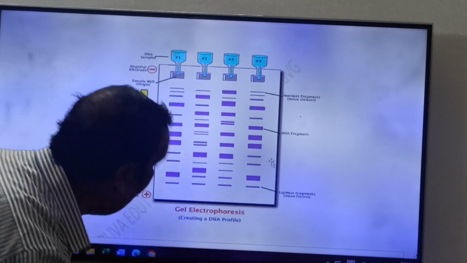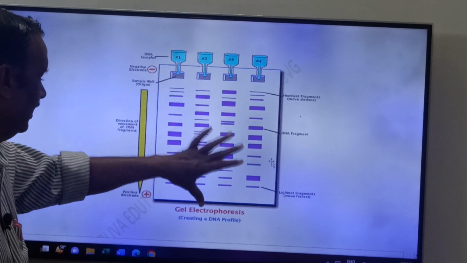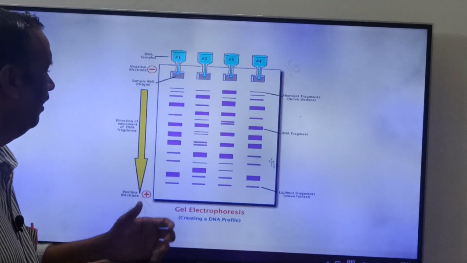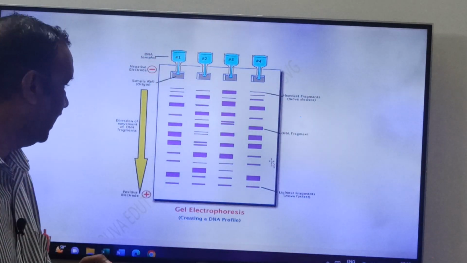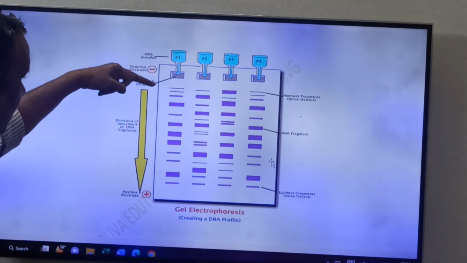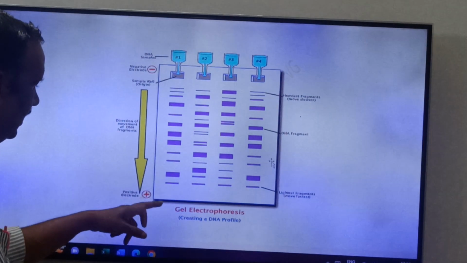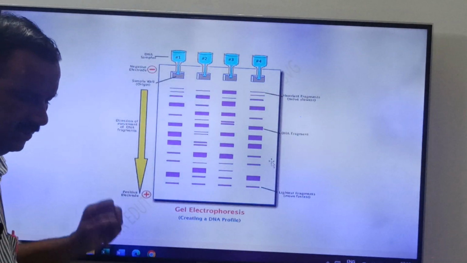Now see friends, these are the bands. Some are thick bands, some are thin bands. In gel electrophoresis we will get bands like this, friends. See, this is the DNA, negatively charged. It is moving towards a positive charge. Here this is a positive electrode.